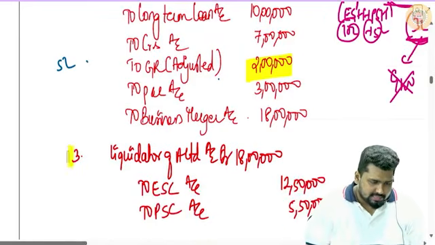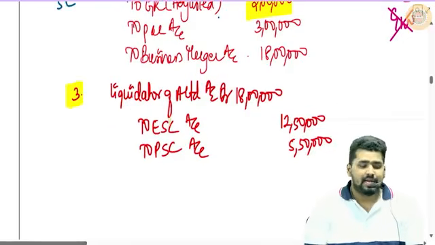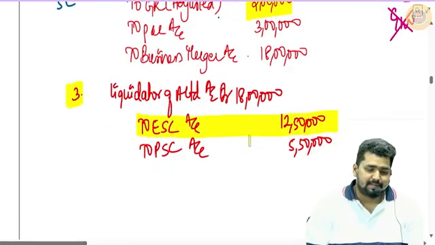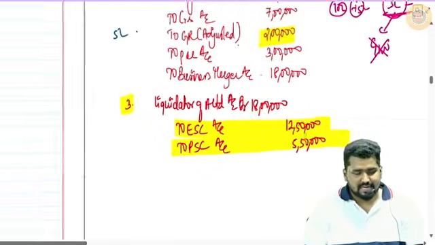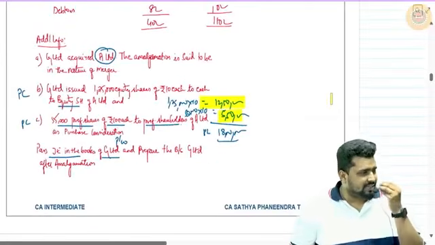And the third journal entry: when you make the payment to the liquidator of A Limited, we have to settle. Liquidator of A Limited account debit to equity share capital, we are settling 12 lakh 50, and preference share capital, we are settling 5 lakh 50. With this the sum is completed. Clear? Very, very easy sum.